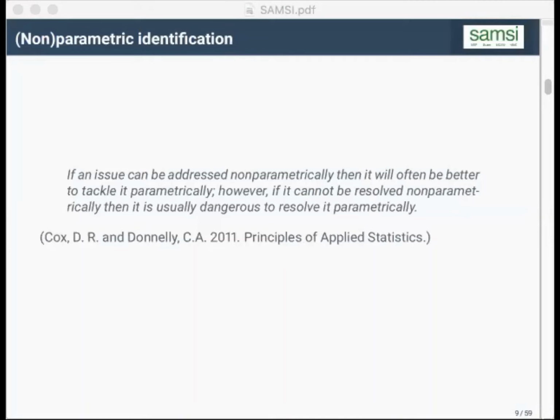Using parametric assumptions to identify causal effects can be risky, as summed up nicely in this quote from Cox and Donnelly. If an issue can be addressed non-parametrically, then it will often be better to tackle it parametrically. However, if it cannot be resolved non-parametrically, then it is usually dangerous to resolve it parametrically.